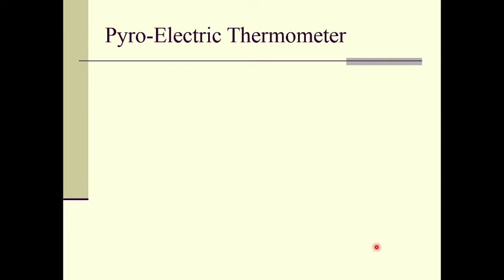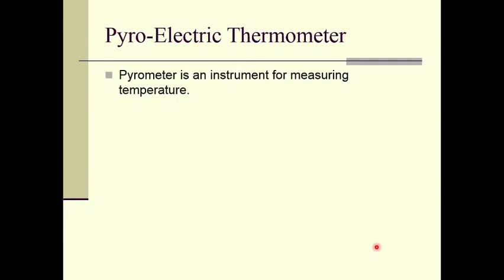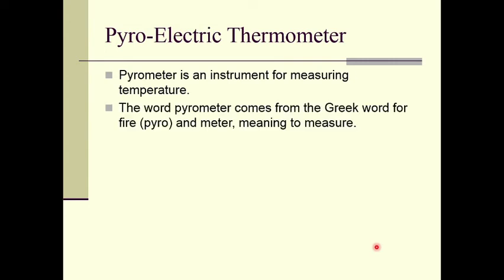Let us now move to another application of electromagnetic waves, that is the pyroelectric thermometer. A pyrometer is an instrument for measuring temperature, right? The word pyrometer comes from the Greek word for fire. So pyro means fire and meter means to measure, right? So that is what the word pyrometer means.